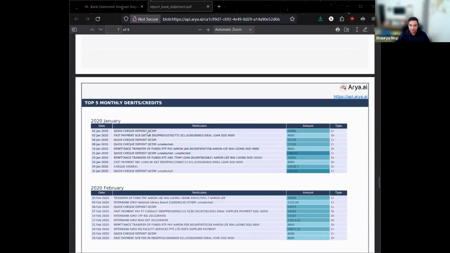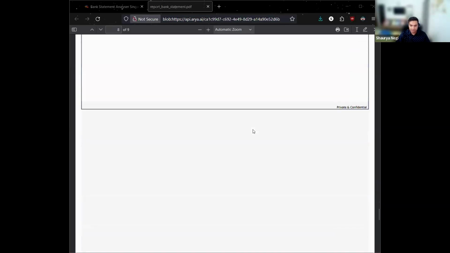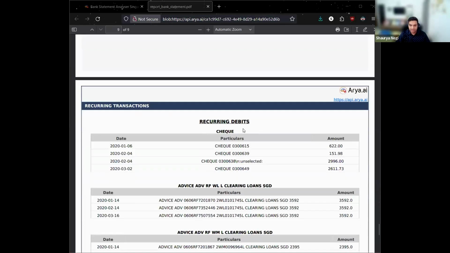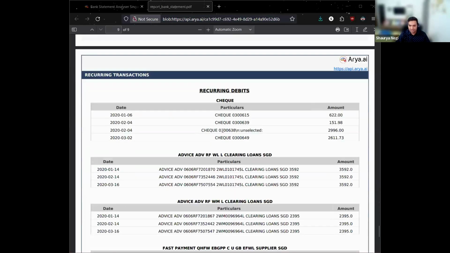Then we have the top 5 monthly debits and credits, again same in the Excel output as well. All the top 5 credits and the top 5 debits of a particular month are captured here. Then we go ahead and look at the recurring transactions. Again, same in the Excel sheet as well.